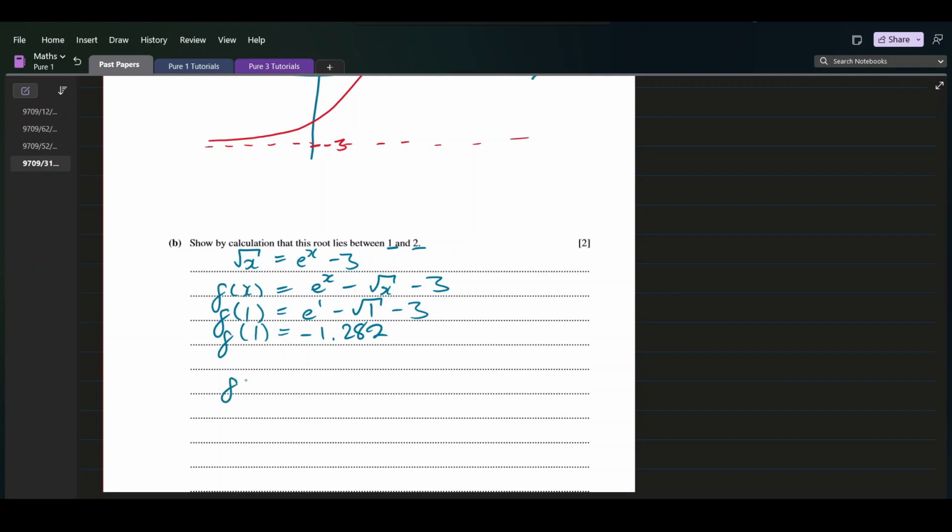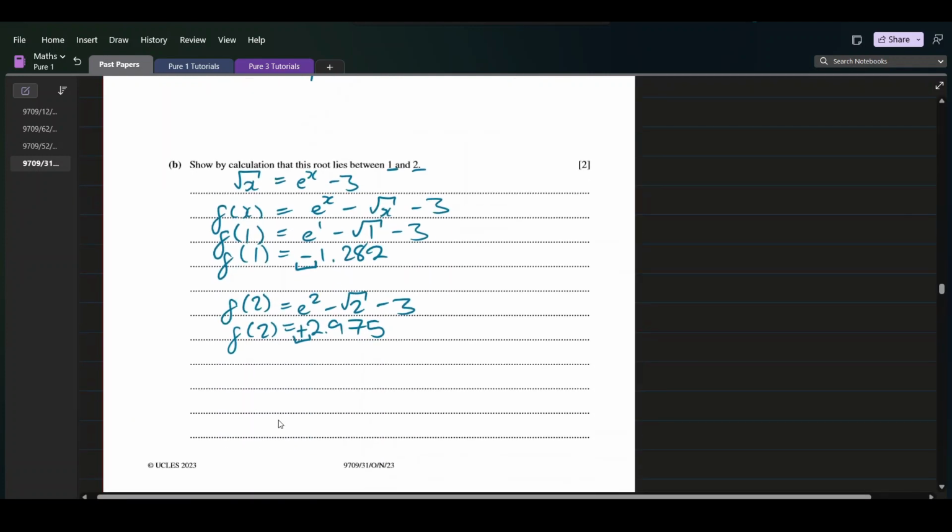And now let's evaluate when x is 2. So this is f of 2. That's e to the 2 minus root 2 minus 3. Let's punch that into the calculator, e to the 2 minus root 2 minus 3, and that gives us 2.975. Notice how there's a change in sign. The first solution has a negative sign, the second solution has a positive sign.